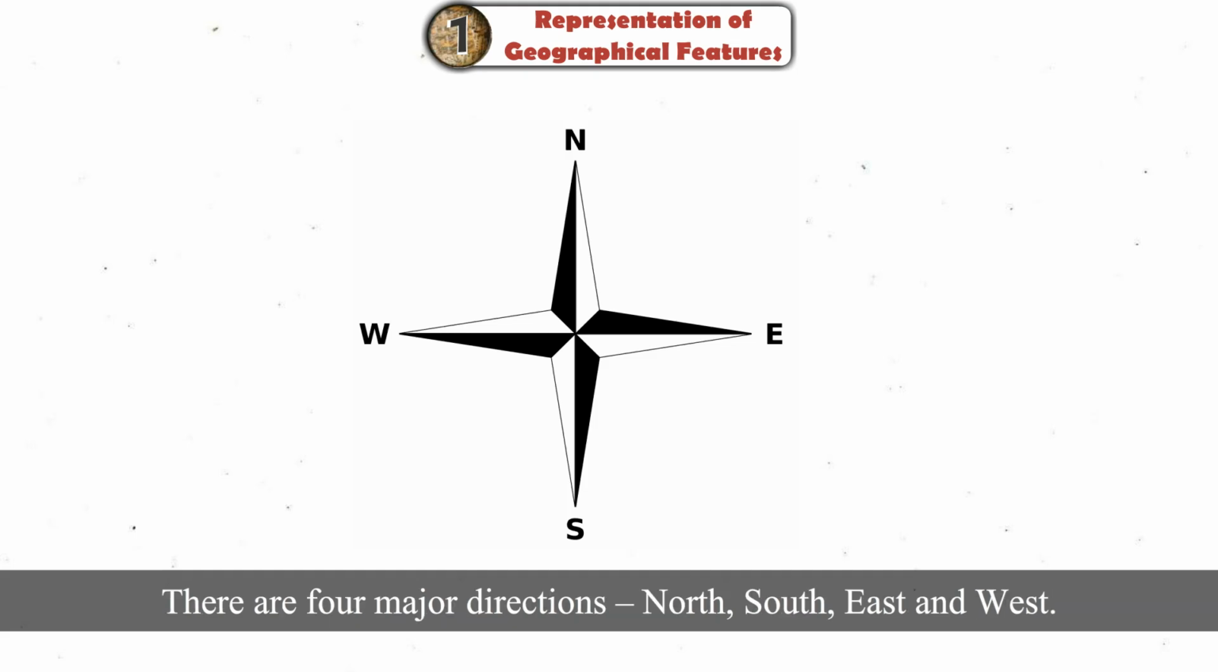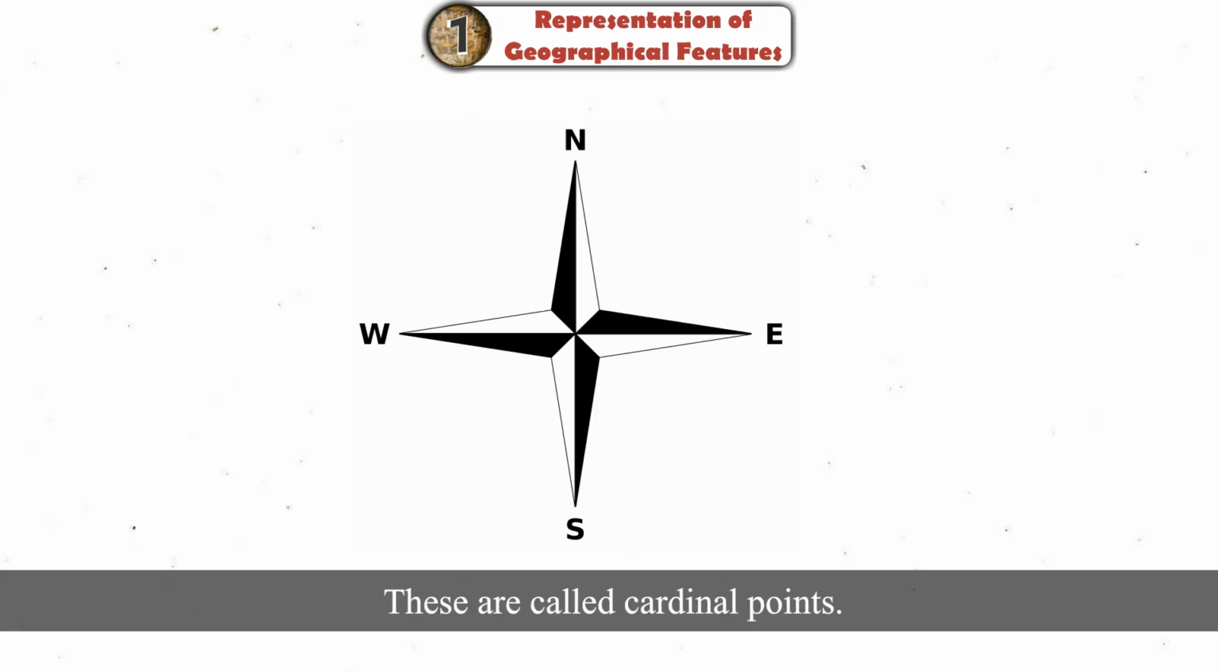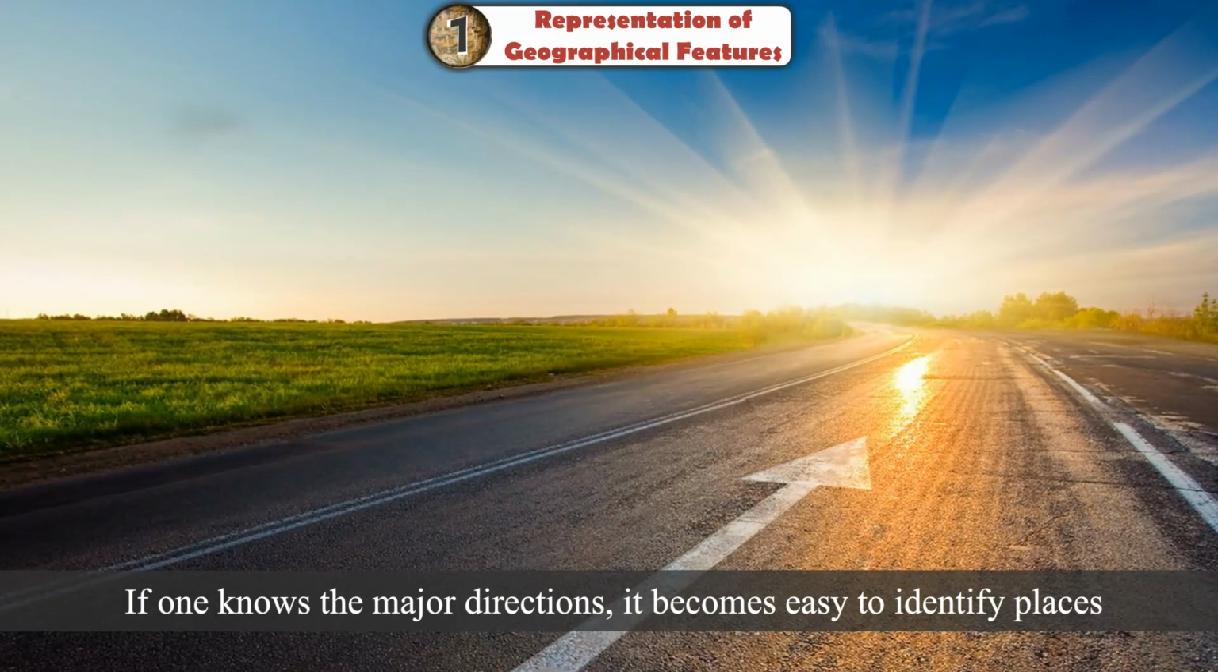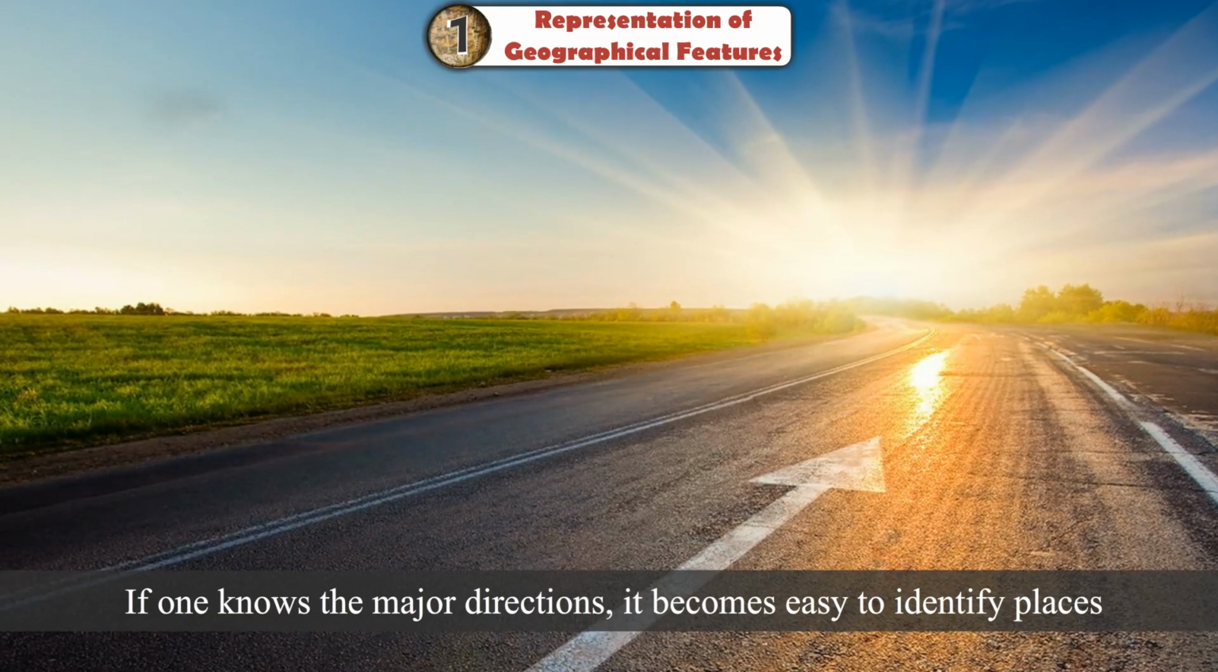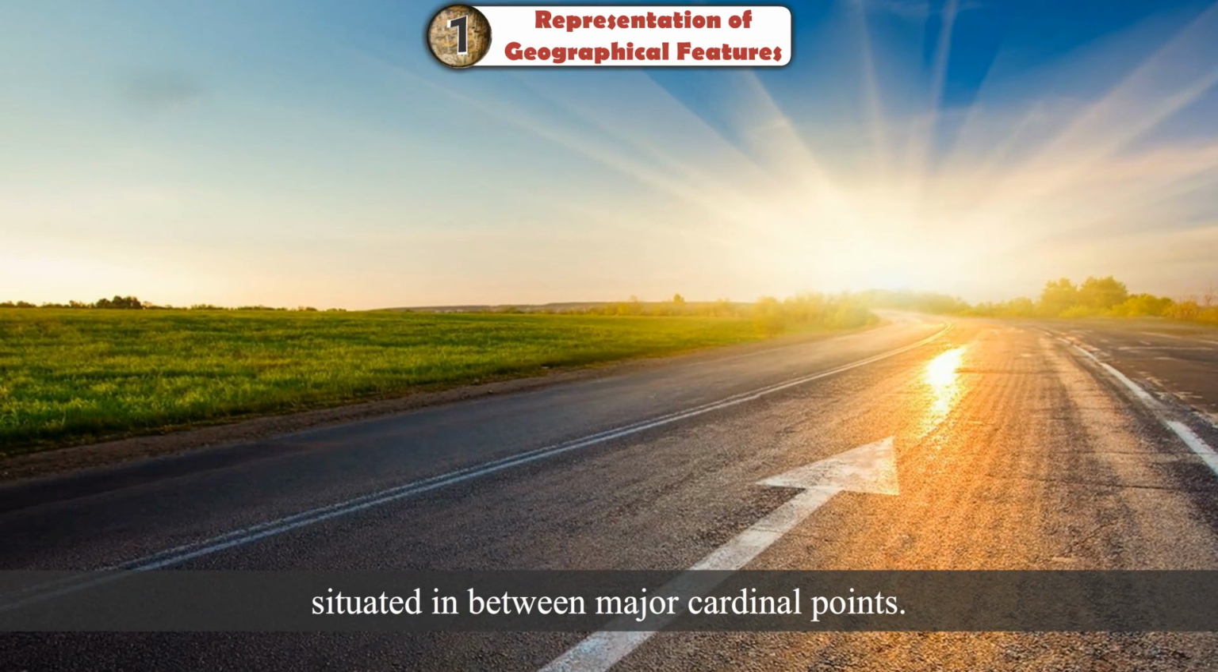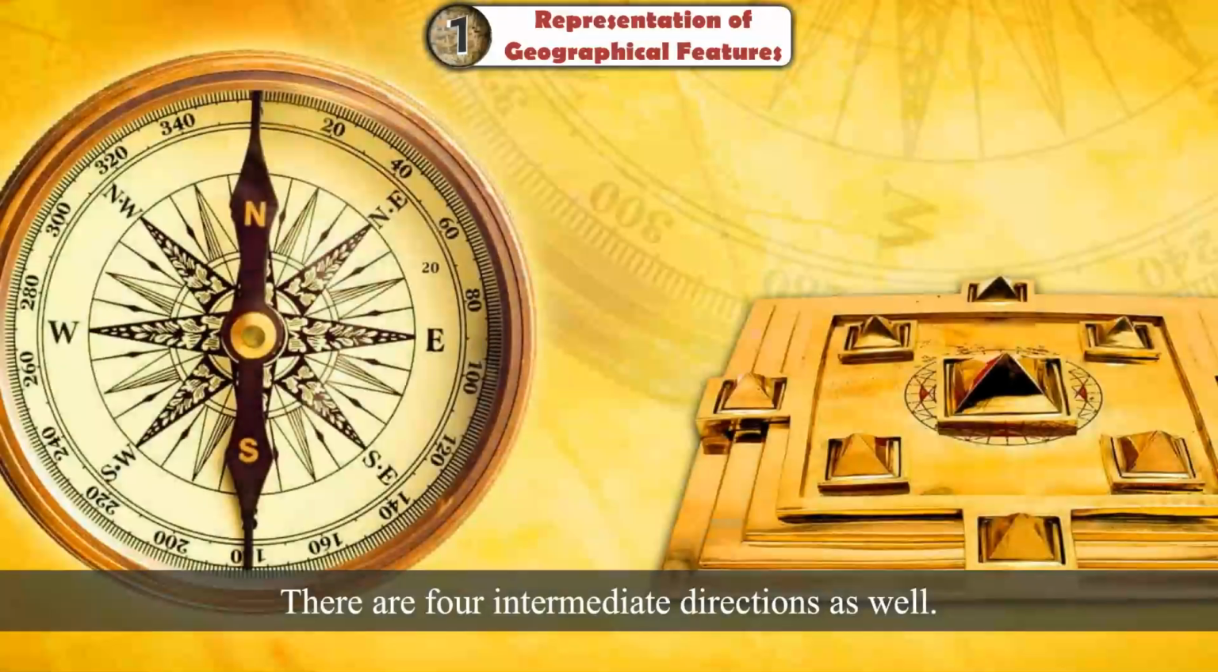There are 4 major directions: north, south, east, and west. These are called cardinal points. If one knows the major directions, it becomes easy to identify places situated in between the major cardinal points. There are 4 intermediate directions as well.